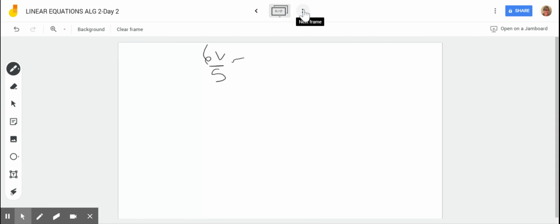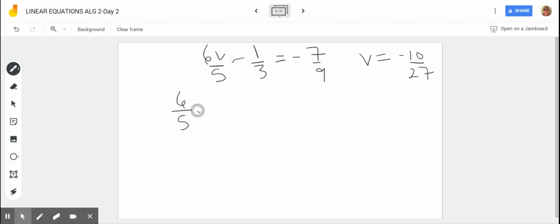Okay, -1/3 equals -7/9. Okay, and we found that V is equal to -10 over 27. Now that looks awful, but usually when you plug it in for the check, what's nice about it is things reduce, and that's very, very typical. So it's never really as awful as it seems.